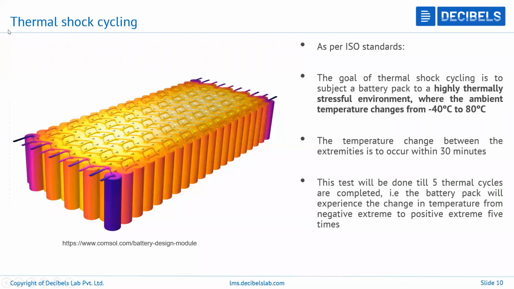Now we'll see the testing with respect to thermal shock cycling, or abuse test, basically. For the physical abuse test, as I had mentioned, we'll be looking at thermal shock cycling, mechanical vibration, and electrical abuse. As per ISO standards, the objective of this thermal shock cycling test is that you take an entire set of cells, or a battery pack, and subject it to a highly thermally stressful environment.